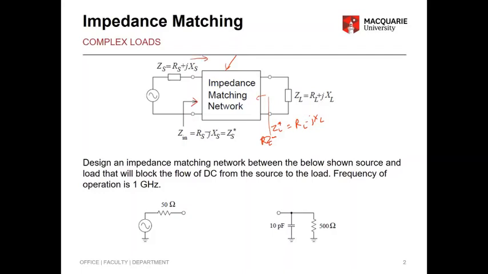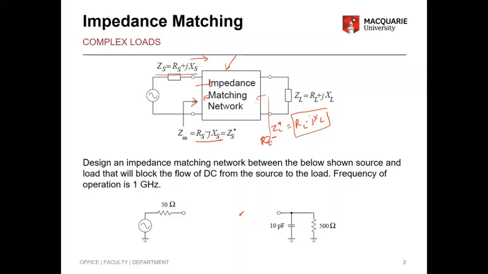From this point looking into the source, RS plus jXS, the source impedance should see, looking towards the load side, RS minus jXS, so that it matches here and gives a maximum power transfer. That's the impedance transformation, and then it shows the load only RL minus jXL. So that's basically the background on impedance matching, what we're trying to achieve.